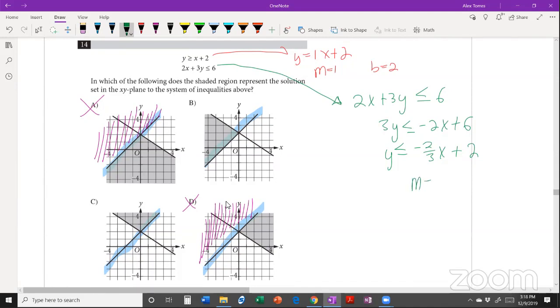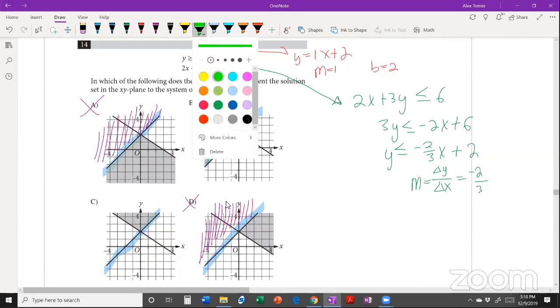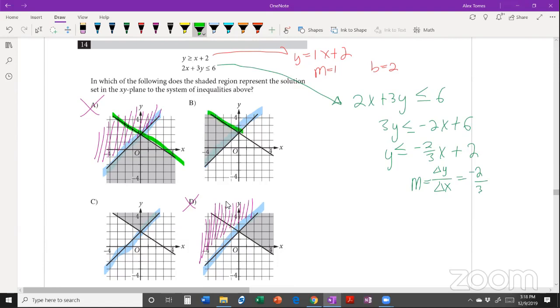So that means that if we were doing our change in y over change in x, this line would go down 2 and right 3. And so obviously there are only 2 lines and they're all identical. So we already know that this is the line we're talking about. And are we shading above or below that line? We're shading below it because it said less than or equal to. So between choices B and C, we need to see shading below the green line, which we don't see for choice C, but we do see it for choice B.